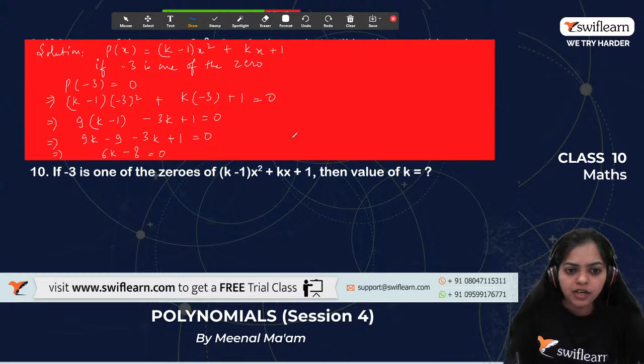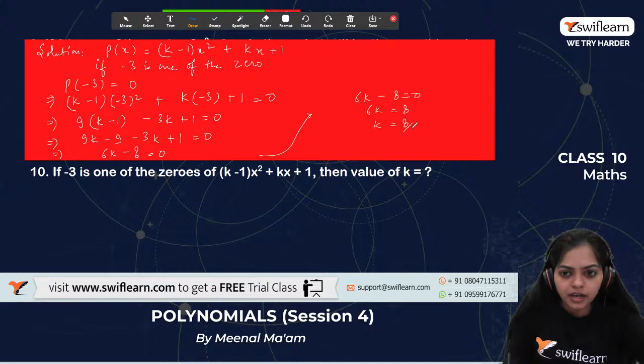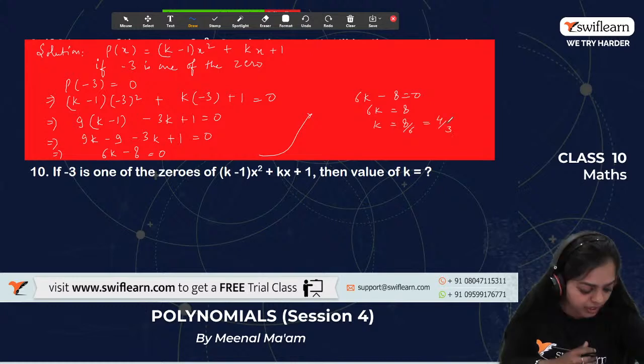So at last, if I solve this, let's have a look now. 6k minus 8 equals 0. This means 6k equals 8. This means k equals 8 by 6, that is 4 by 3. Okay Disha, so the answer is 4 by 3, not 11 by 9.